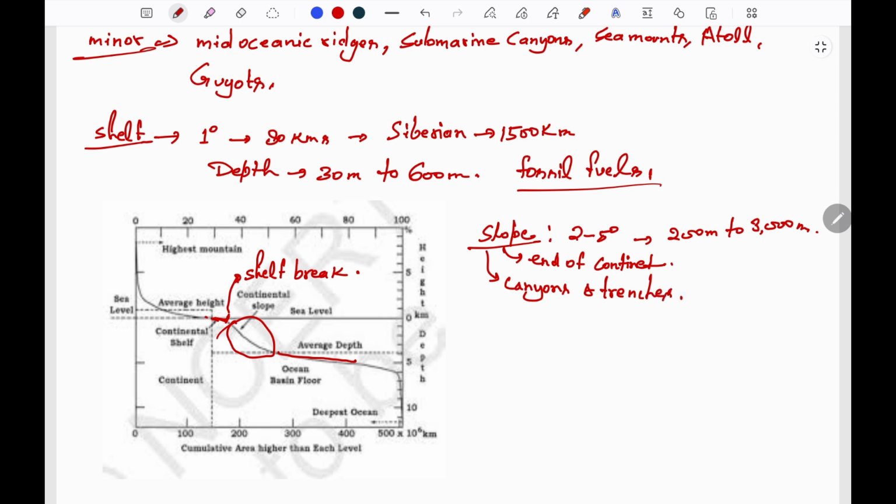And then comes a feature known as continental rise. Here the sediments coming from the continental shelf and slope are deposited near the end of the continental slope. So it is slightly raised from the ocean basin and it is known as continental rise. And the shelf break, continental slope, continental rise, and these canyons and trenches, they all together make the continental margin.